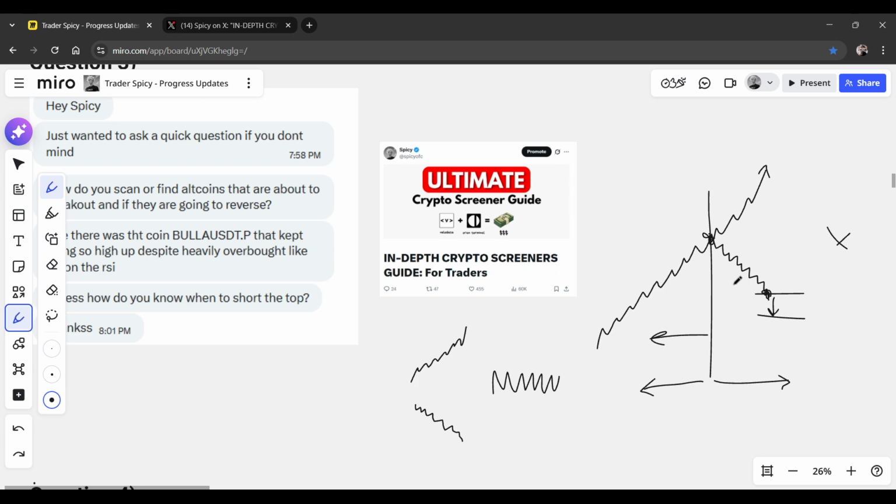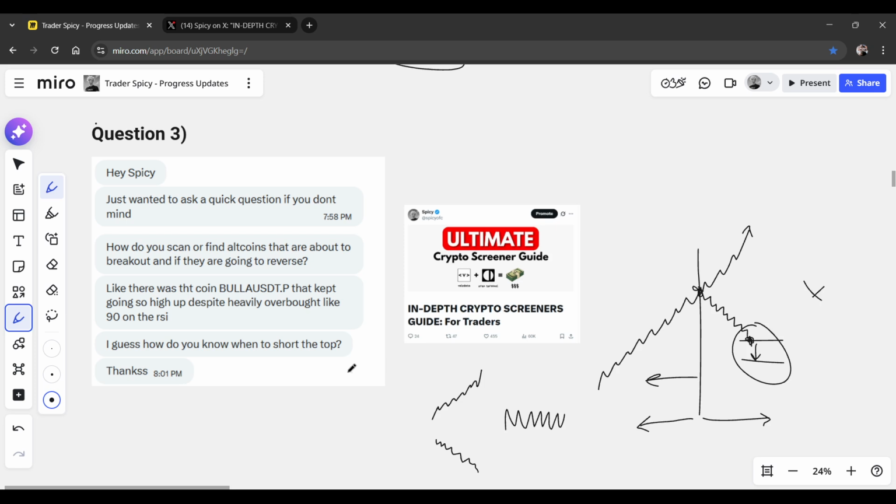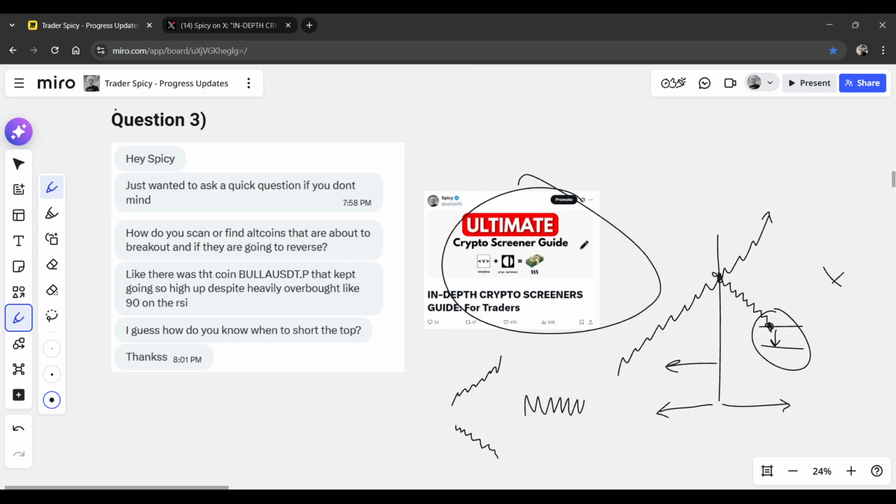So yeah, the way that I trade is I don't predict, I react. I don't enter early, I enter very late. But I don't care that I enter late because I have a high degree of confidence when I'm entering, and I catch lots of little winners and I just stack them up and compound them. And that's basically my trading strategy. So yeah, for screeners, use the guide, and for shorting the top, I don't do that.